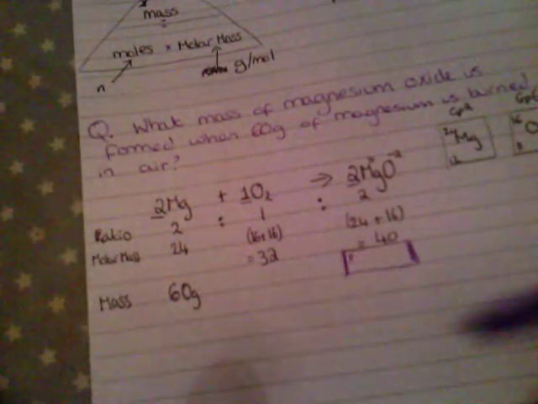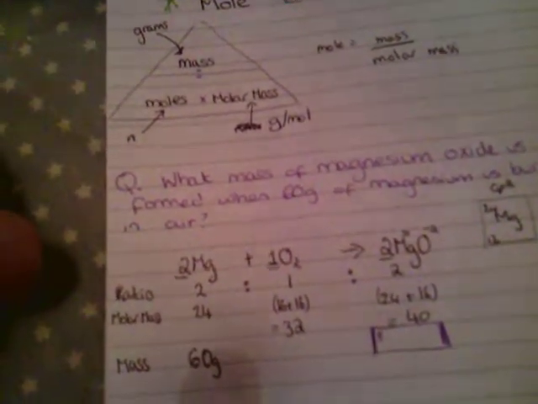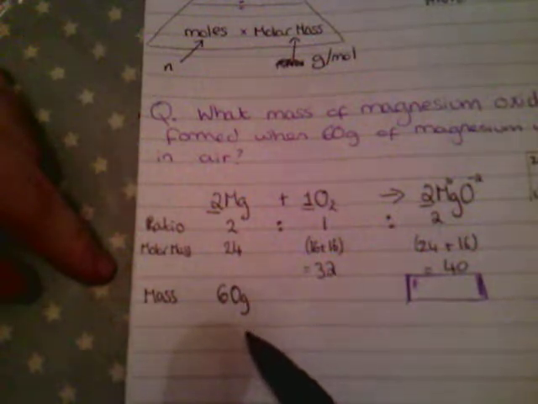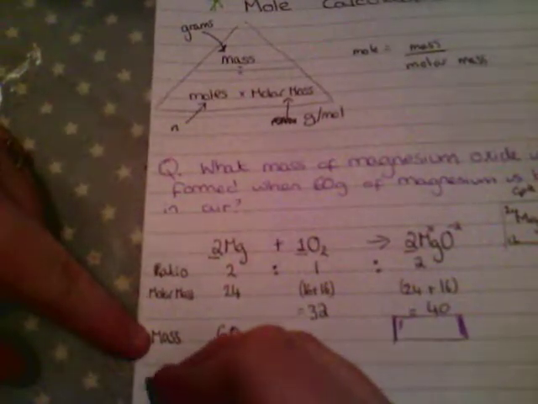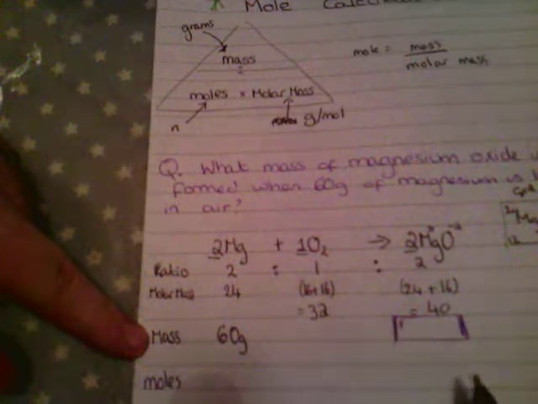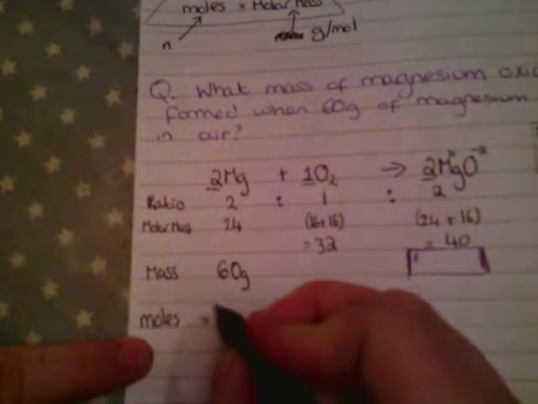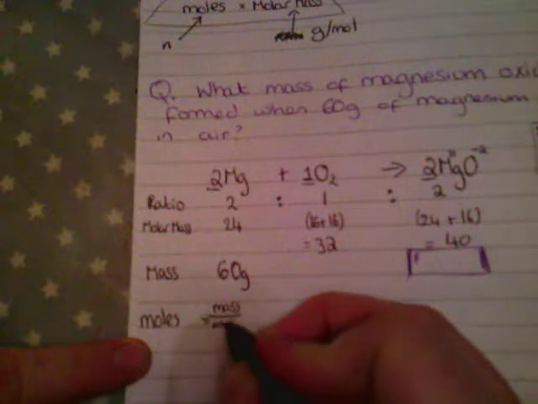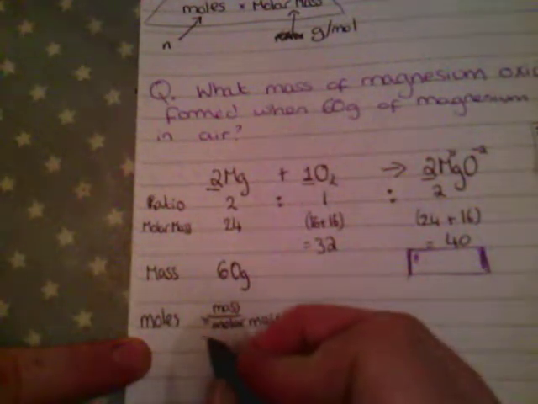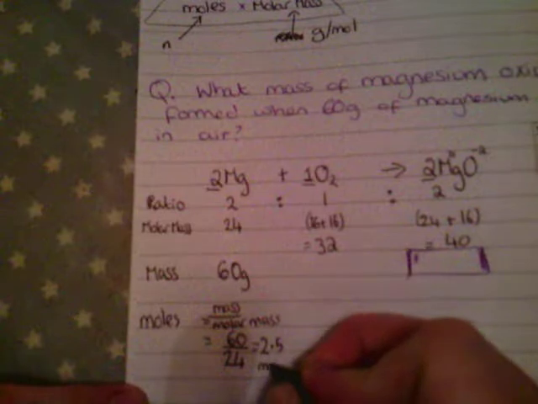Now, if I want to work out mass, if I look back at a triangle, I need to do moles and molar mass. I've got the molar mass, but I don't have the moles. Not yet anyway. Now, if I look at the other information I've got, I know the molar mass and the mass of magnesium, so I can work out how many moles I have of that one. And because I know the ratio in which they react, I can use that mole information for the magnesium to tell me how many moles I have of magnesium oxide. So, moles equals mass divided by molar mass. So in this case, that's going to be 60 divided by 24, and that equals 2.5 moles. Hopefully that's all straightforward.